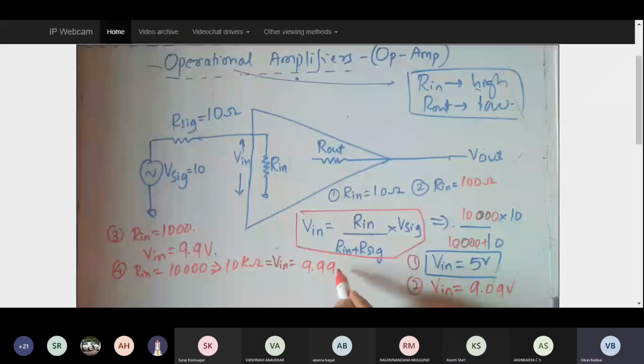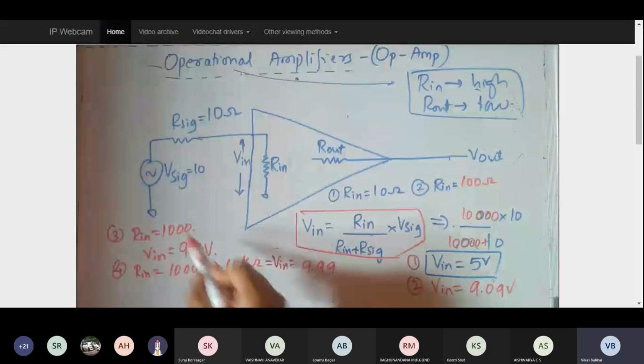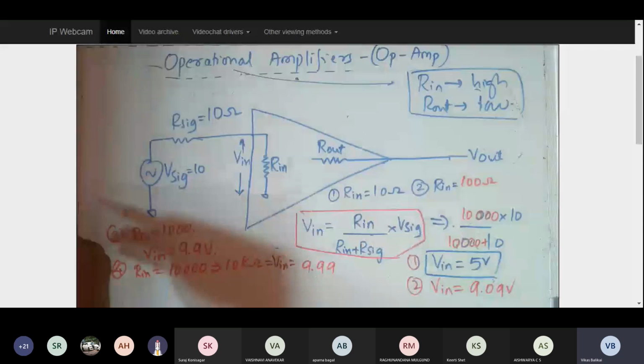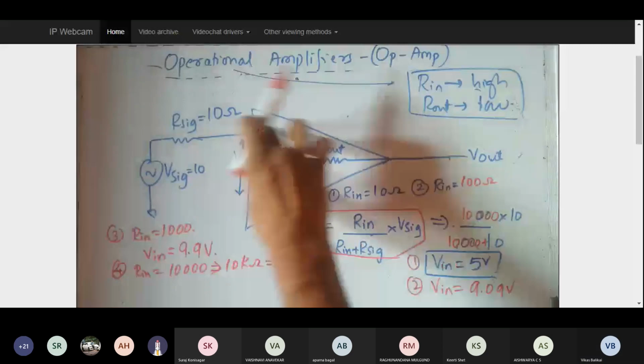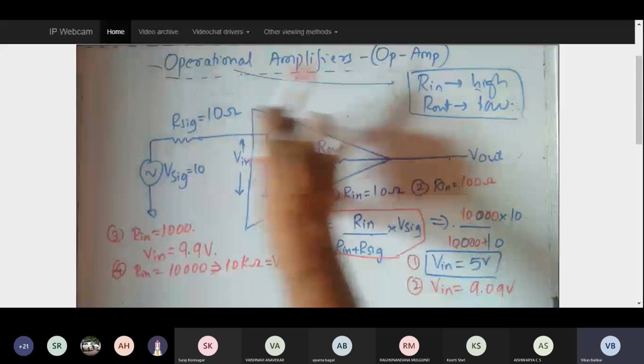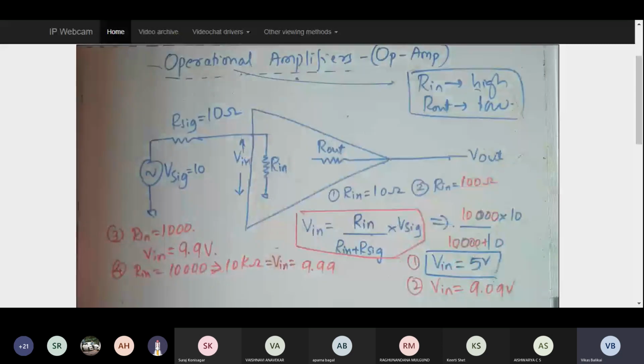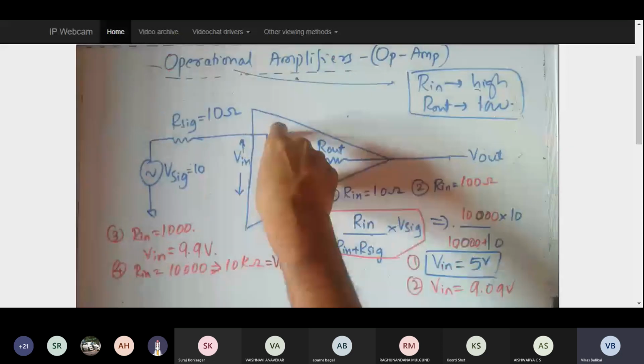Are you getting what I'm doing over here? The moment I increase my input resistance from 10 ohm to 10 kilo ohm, whatever input or signal voltage you applied at the input side of the circuit, all of it went inside the op-amp, that is, into this amplifier. Why? Because the intention of this amplifier is to amplify the input signal. Whatever signal it receives, that only it is going to amplify.